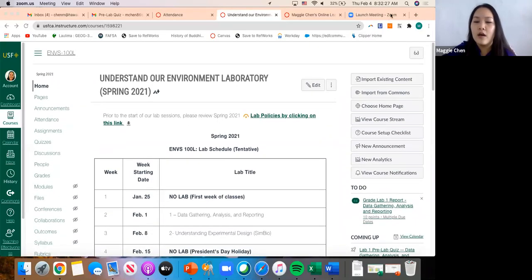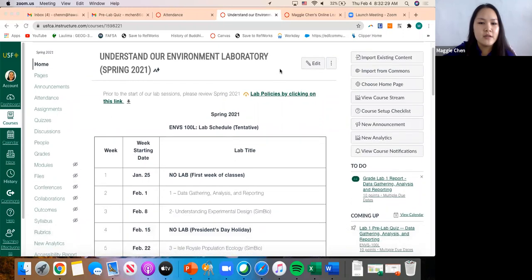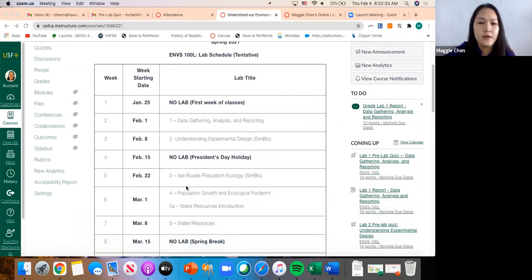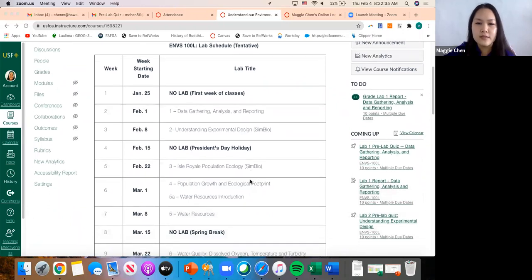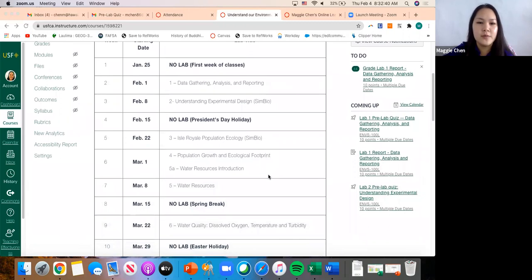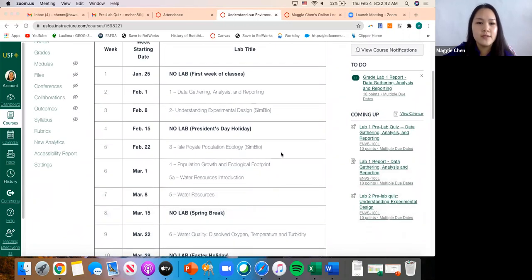So on our main Canvas page, right on the home page, there is our lab schedule. It's tentative, but I think there's not going to be any more changes from here, but I will let you know if there is. So last week was our first week of classes where there was no lab. This week, the week of February 1, we're going over Lab 1, data gathering, analysis, and reporting.